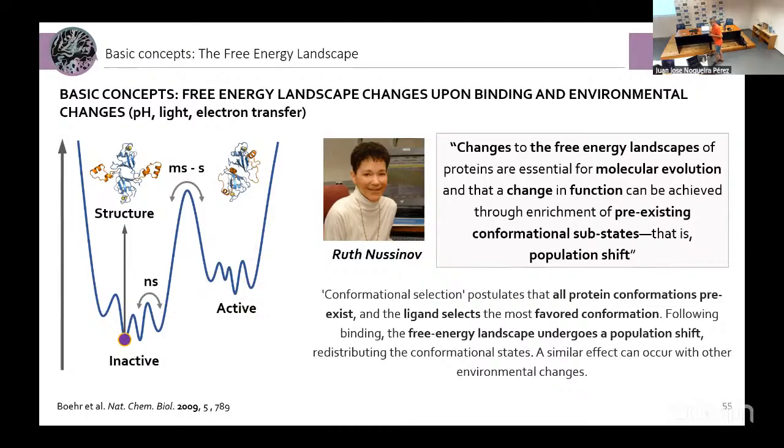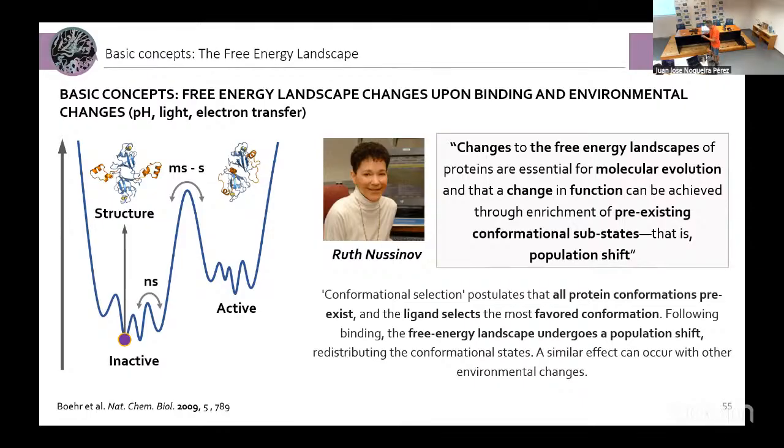Okay, and this change in the conformation of the protein can occur at many different timescales, as we have just seen before, right? These states much closer in energy are separated by very shallow free energy barriers, so this structural conformational change takes place at nanosecond timescales, for example. But in this case, we have a much higher free energy barrier, so the conversion from this inactive to an active conformation requires much more time. In this case, millisecond to second timescales.